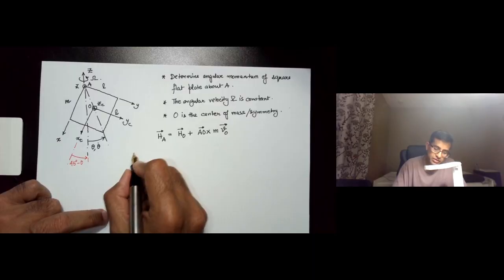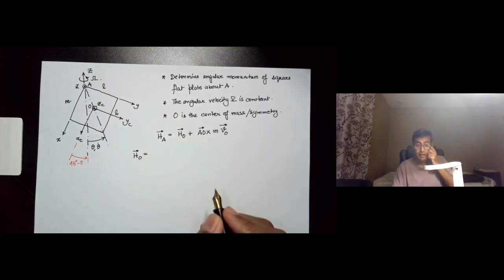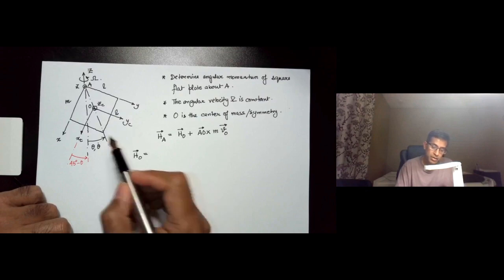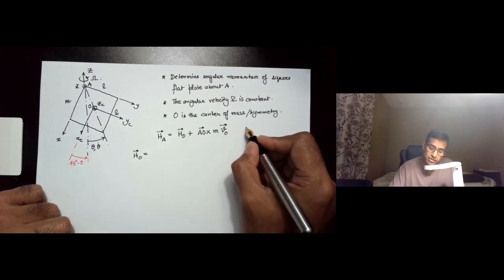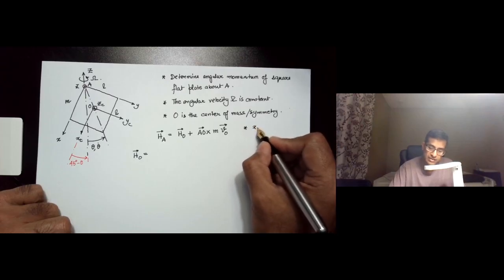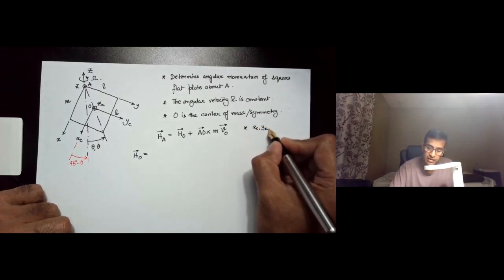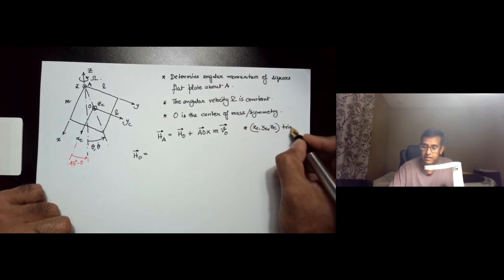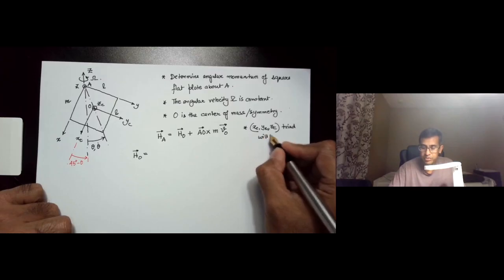So we start with the calculation of H_O. This part is quite simple, and we must note that we are going to express everything in the x_C, y_C, z_C triad.